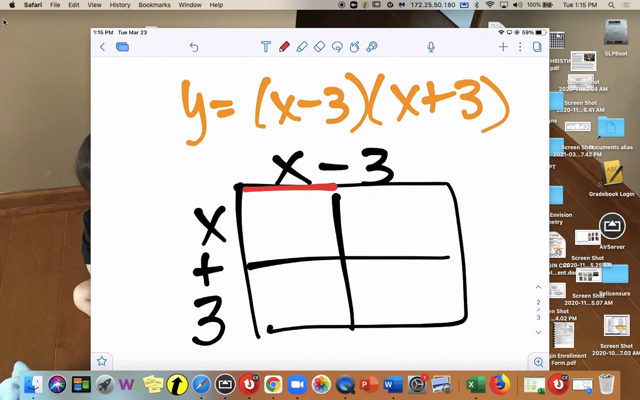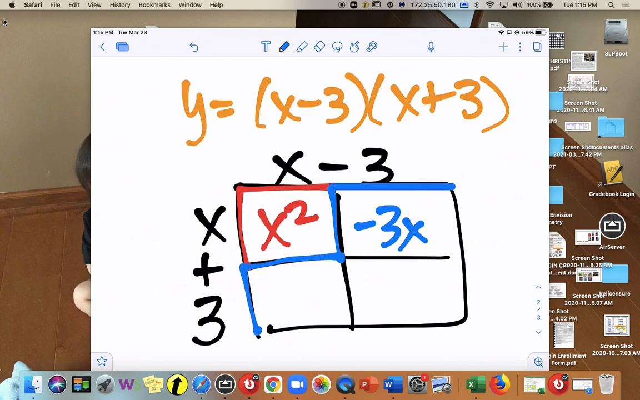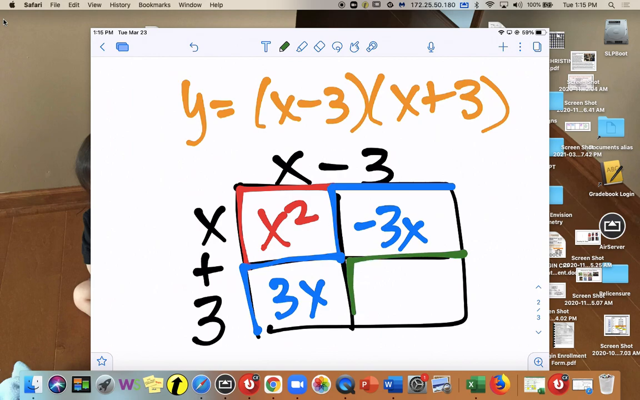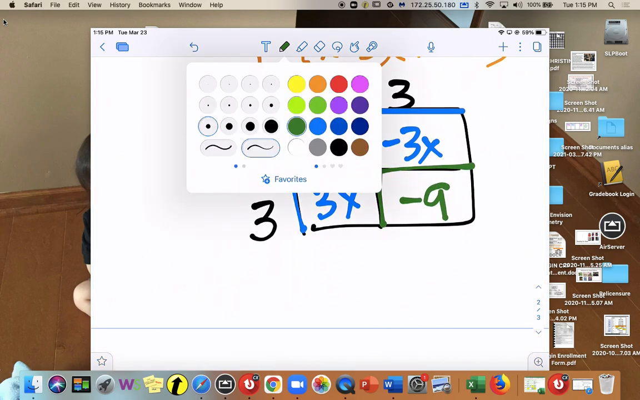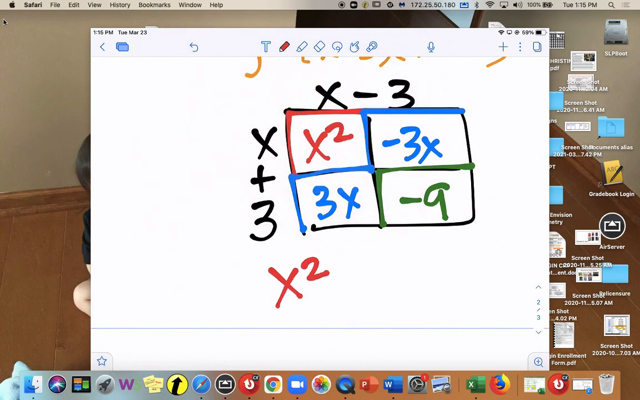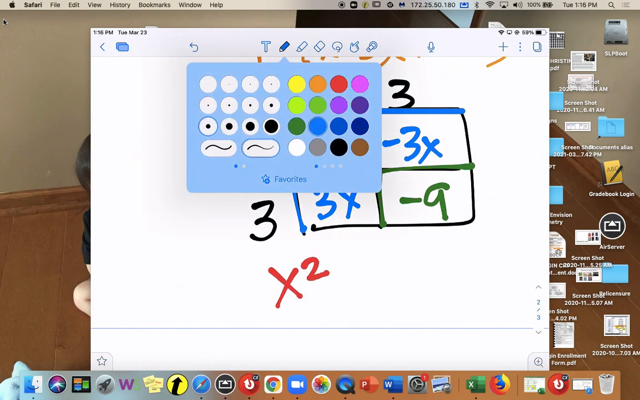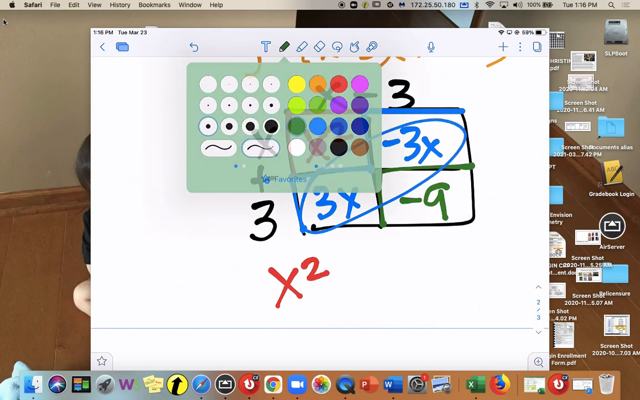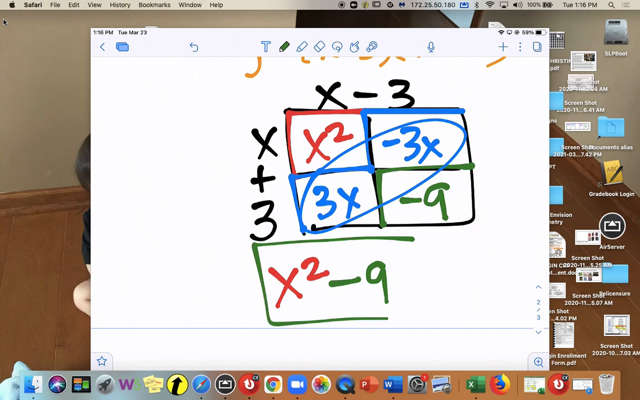So my first box is x times x, which is x squared. My second box is -3 times x, which is -3x. My lower left-hand box is x times 3, which is 3x. And my final box is -3 times 3, which is -9. Let's combine like terms. We have our x squared. When we combine our 3x and -3x, that's just 0. That cancels. So then we just have our -9. So there's our equation in standard form.